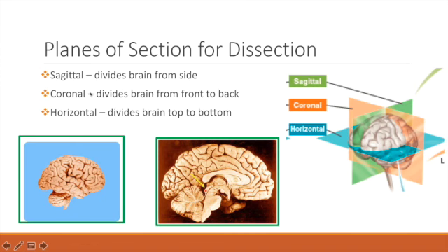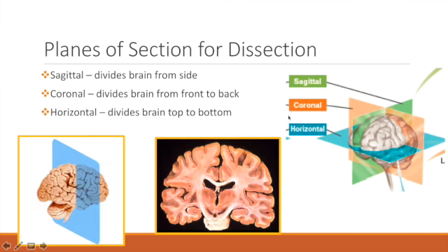A coronal cut, which is here in orange, a coronal cut basically cuts from the top of the brain down to the bottom, and it divides it from front to back. So coronal cuts basically are, think of it as like slices moving from the front to the back of the brain. So this would allow you to see the inside of the brain, and you can see some interesting distinctions in color here.